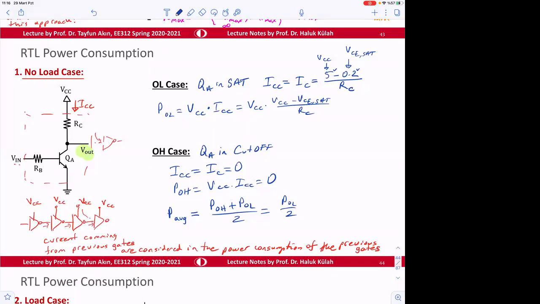Very simple. 50% high, and then 50% of the time it's going to be assumed low. This is the assumption, okay, of the time. So that's how we calculate.